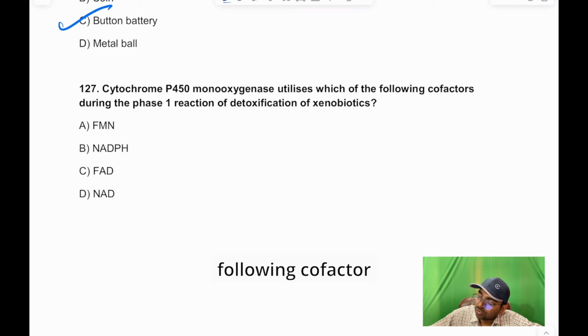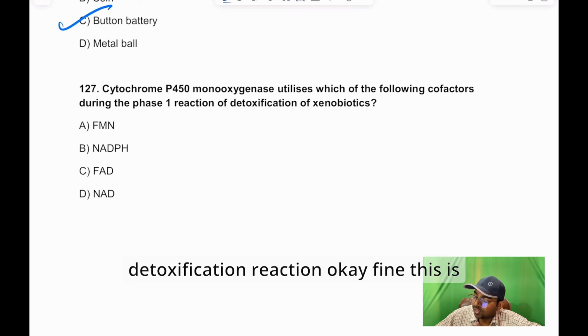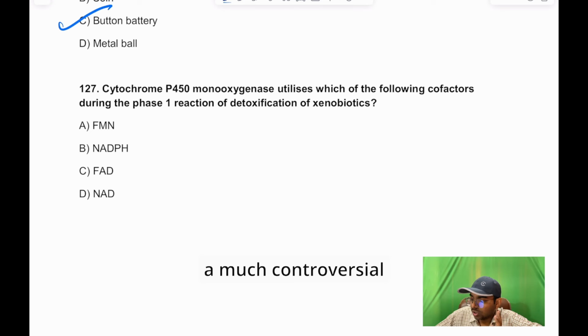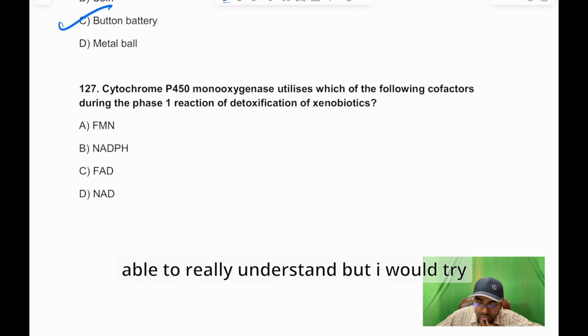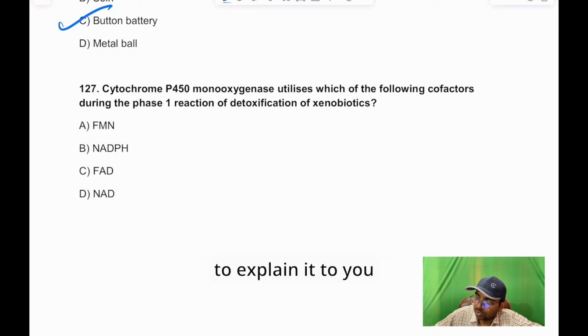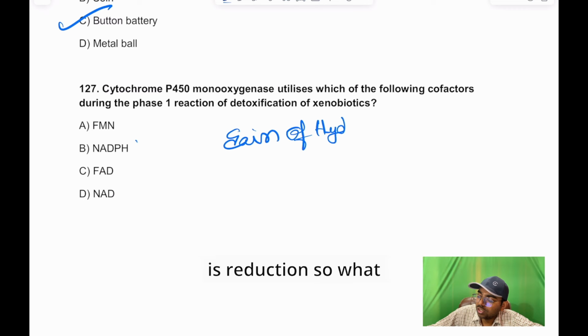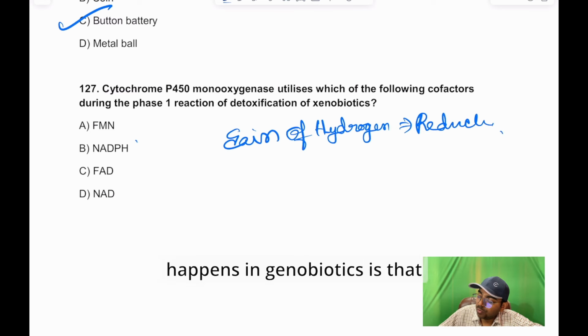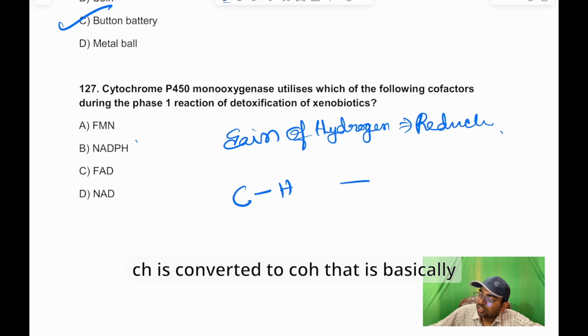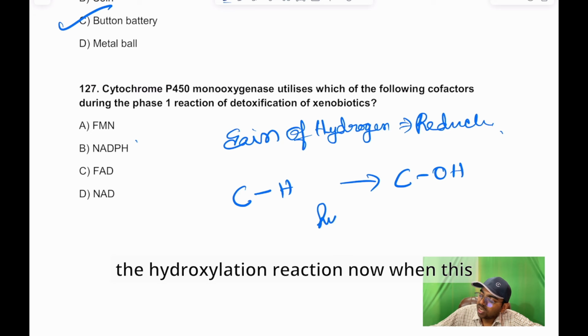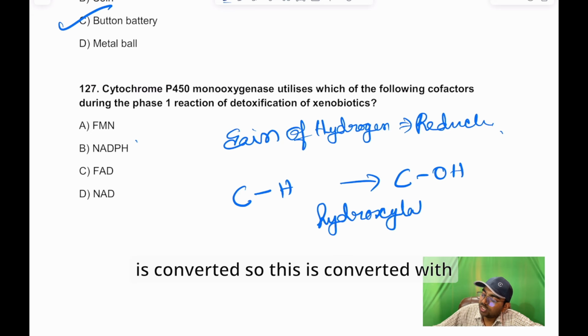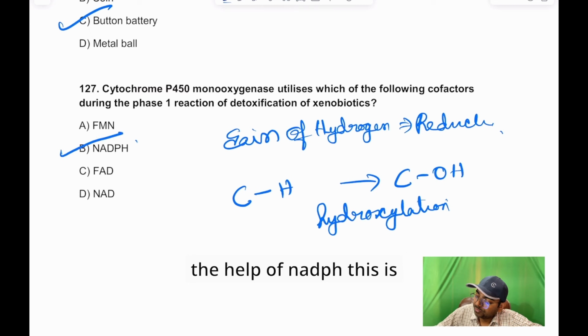Now cytochrome utilizes which of the following cofactors during phase 1 of the detoxification reaction? Okay, fine. This is a much controversial thing, and people are not able to really understand, but I will try to explain it to you. See, what is gain of hydrogen? Now gain of hydrogen is reduction. So what happens in xenobiotics is that CH is converted to COH. That is basically the hydroxylation reaction. Now when this is converted, this is converted with the help of NADPH.